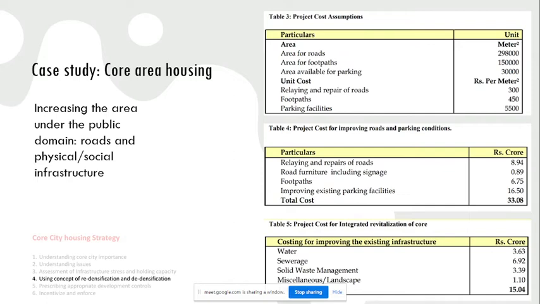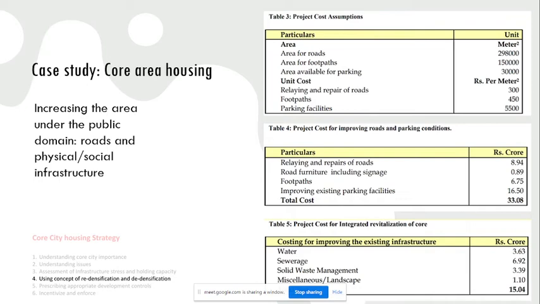For this, they have estimated the cost required for different things. The first is to increase the area under the public domain, the area required for roads, footpaths, pedestrian pathways, parking facilities, and physical infrastructure: water supply, sanitation, sewerage management, solid waste management, stormwater management. Then social infrastructure: hospitals, schools, recreational facilities, post offices, telephones, etc. All this comes under social infrastructure. These are the main focus.